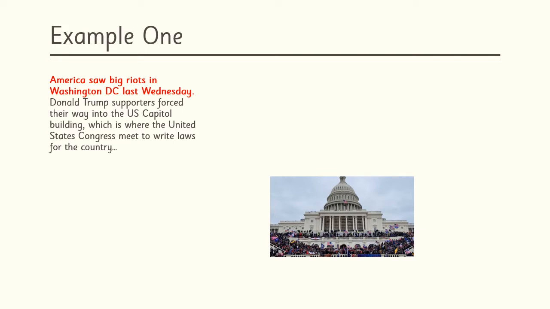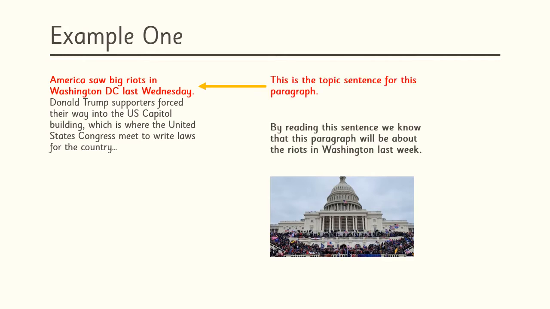So here's an example. We've got this little paragraph here, and if I read it, instantly I know that this is the topic sentence, and if I read that, it tells me that the paragraph is going to be about the riots that were in Washington DC last Wednesday. I don't need to read the whole paragraph to know that that's what it's going to be about.